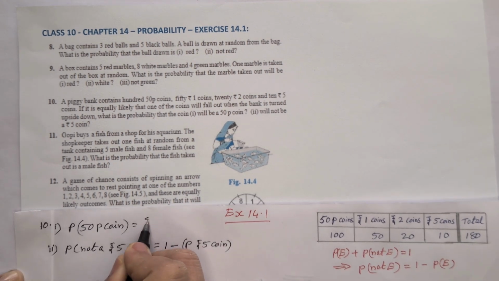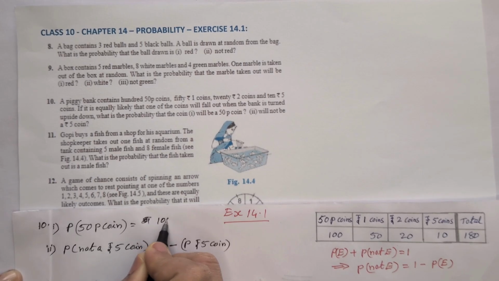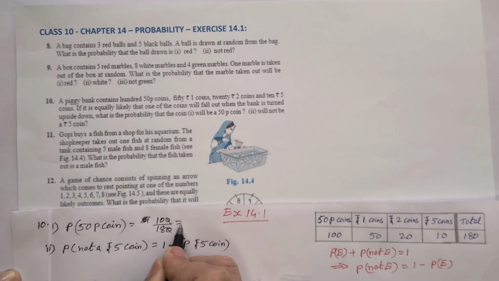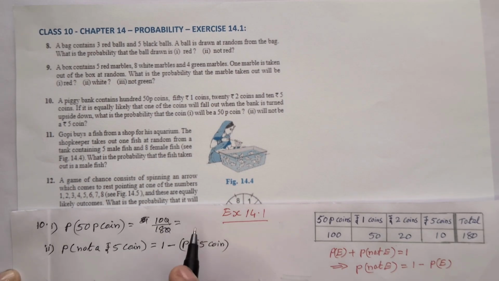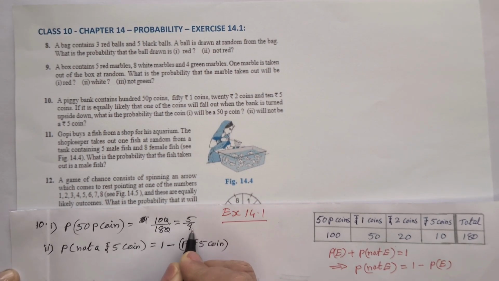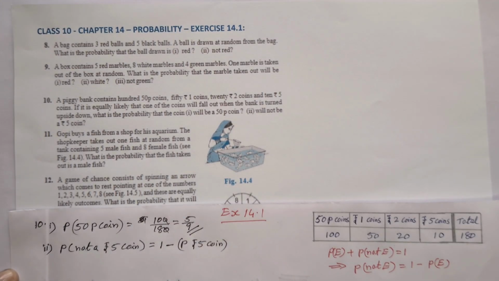You can write to get a 50 paise coin, that means 100 by 180, which is equal to, when we are simplifying, dividing by 20, 5 by 9. 5 by 9. Second part, will not be a 5 rupee coin.